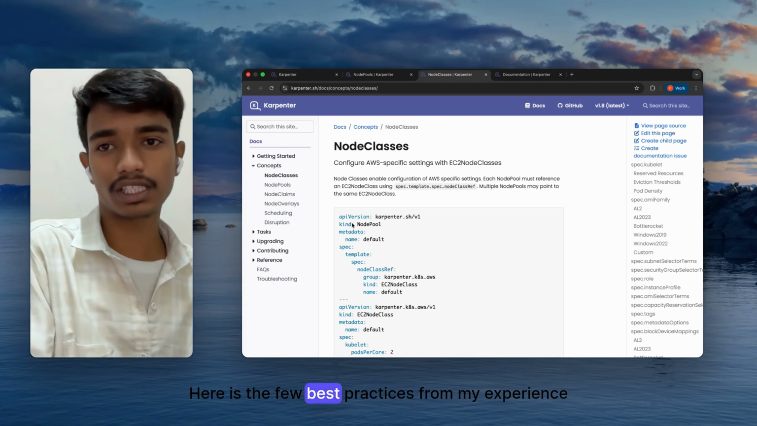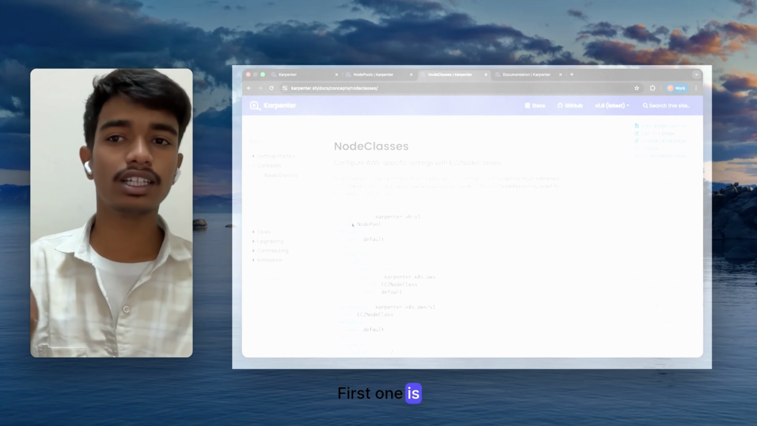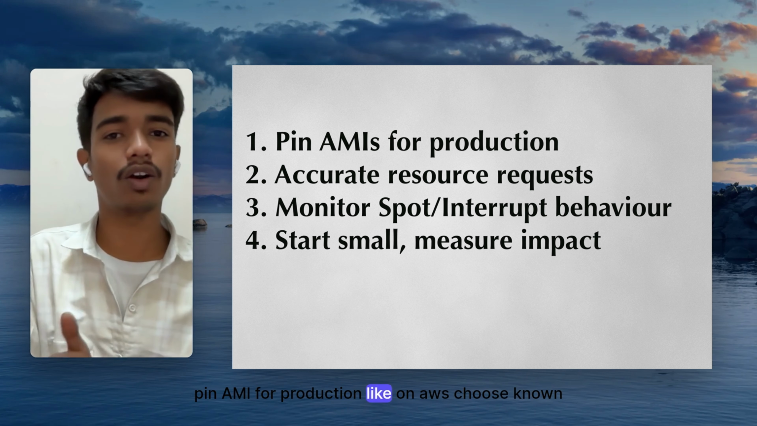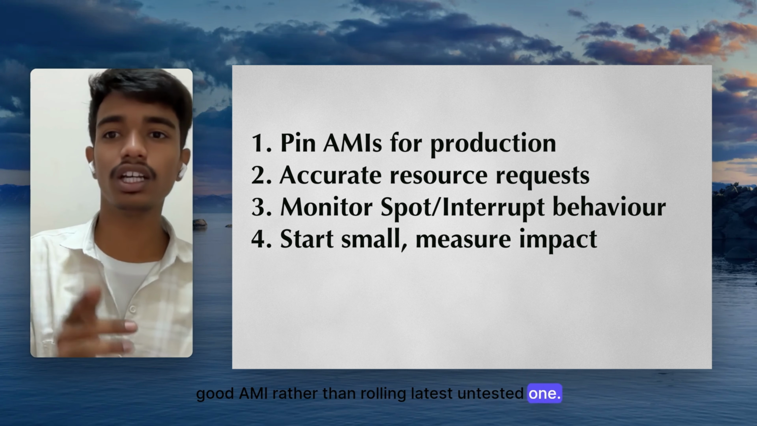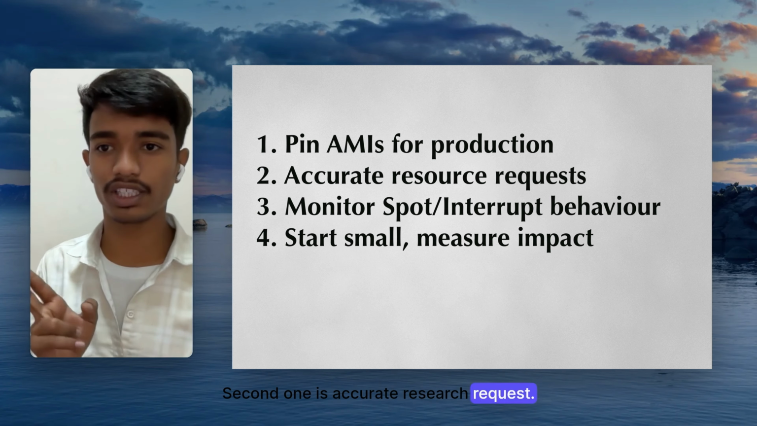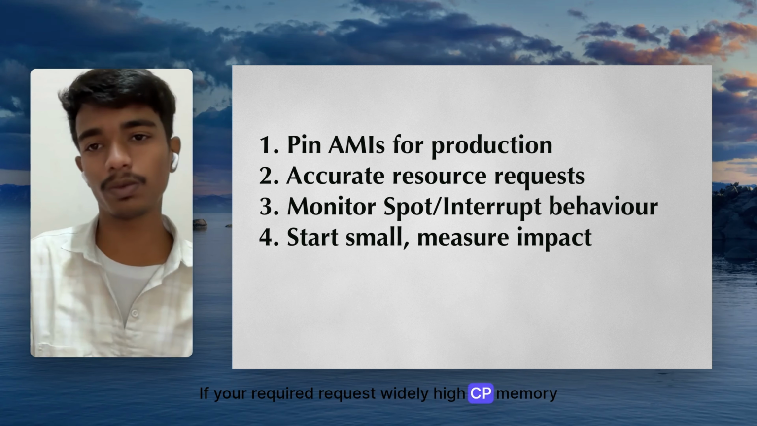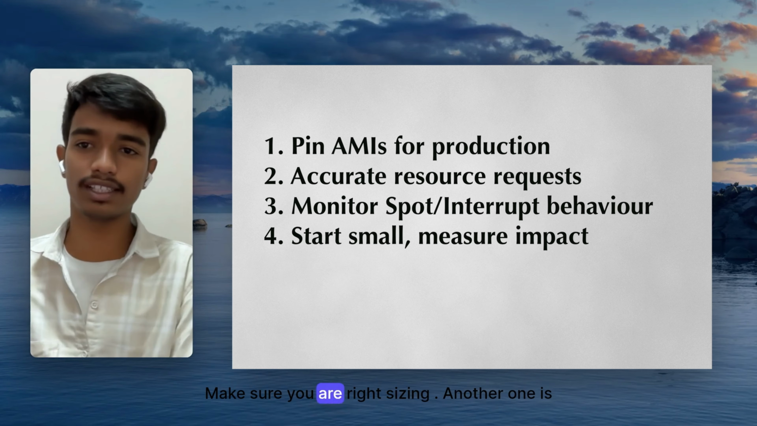Here are a few best practices from my experience and what the community recommends. The first one is pin AMI for production. Like on AWS, choose a known good AMI rather than rolling the latest untested one. It decreases the production risk. Second one is accurate resource requests. If your pods request very high CPU and memory, they will force large or expensive instances. Make sure you are right sizing.